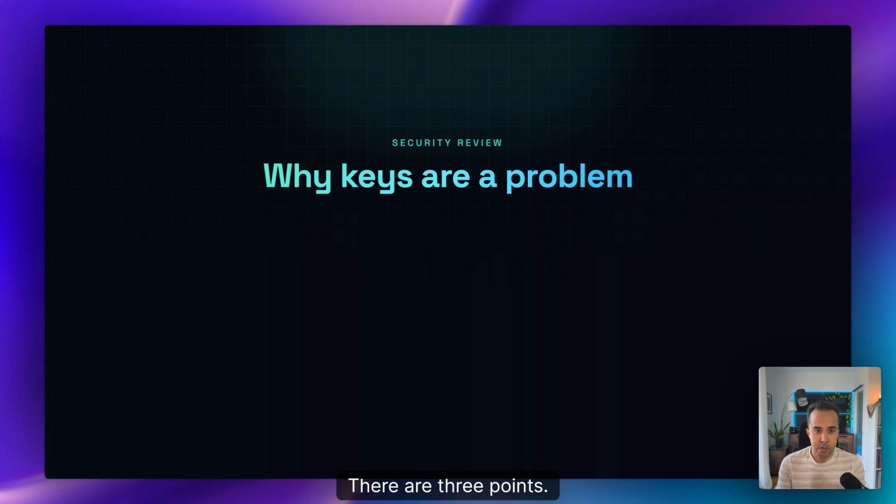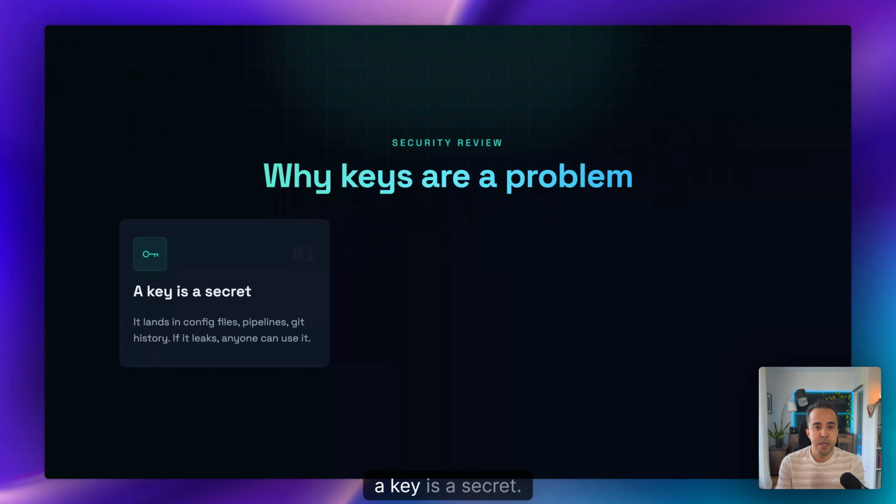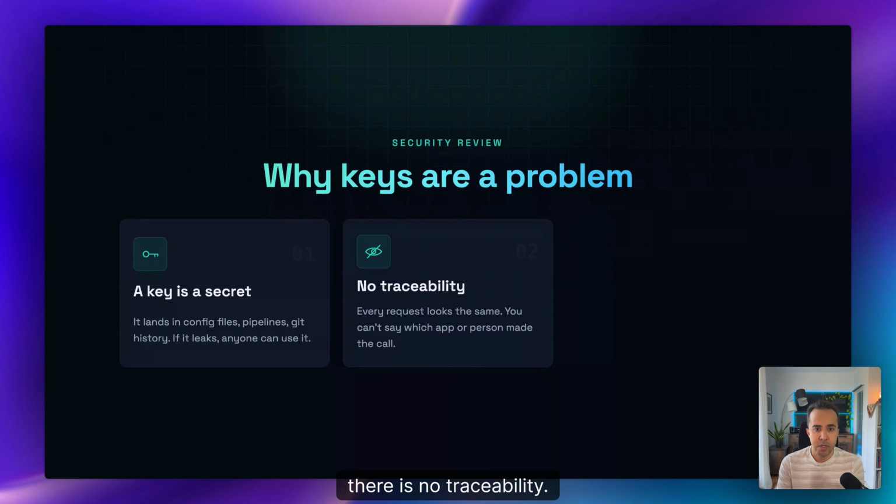There are 3 points. First, a key is a secret. It lands in config files, in pipelines, sometimes in Git history. If it leaks, anyone can use it. Second, there is no traceability. Every request with the key looks the same. You cannot say which app or which person made the call. For audits, that's a big problem.